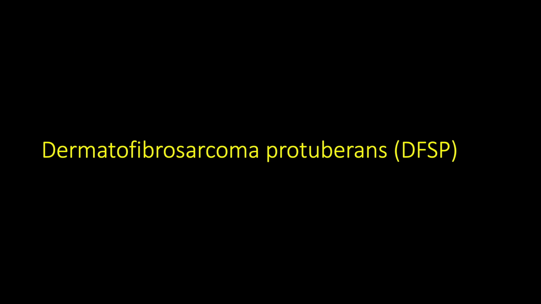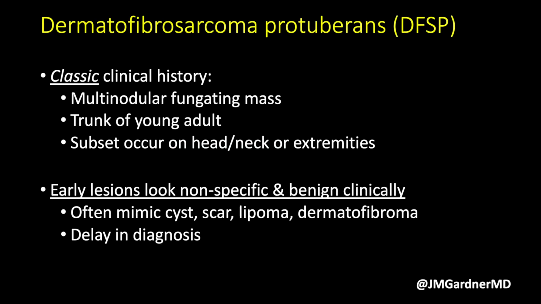Now let's go over a few things here before we finish up. I'm going to talk about a couple different spindle cell lesions, and then we'll talk about some melanocytic things. So one important spindle cell lesion that I want you all to know as head and neck pathologists is DFSP. And that's because DFSP is classically taught as a multinodular fungating mass on the trunk of young adults. And that surely is the classic example.